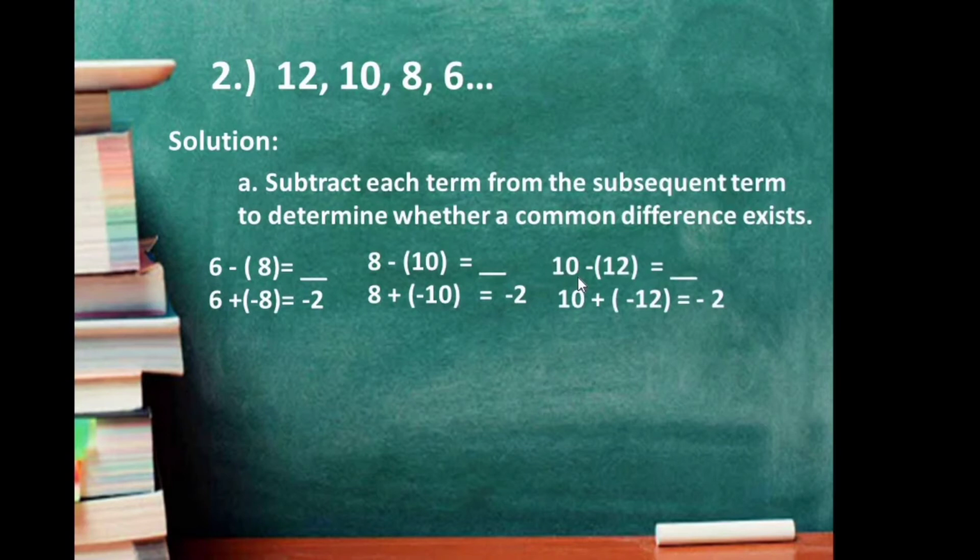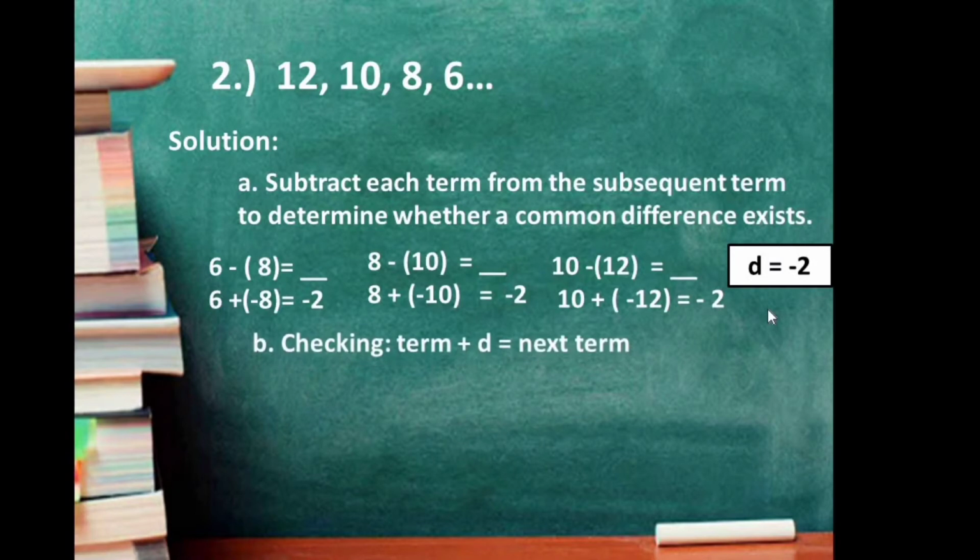Let's proceed to the third example. We have 10 minus 12 equals blank. Same, we are going to apply here the steps that we applied in both 1 and 2. So 10 plus negative 12, the answer is negative 2. So the common difference is negative 2.